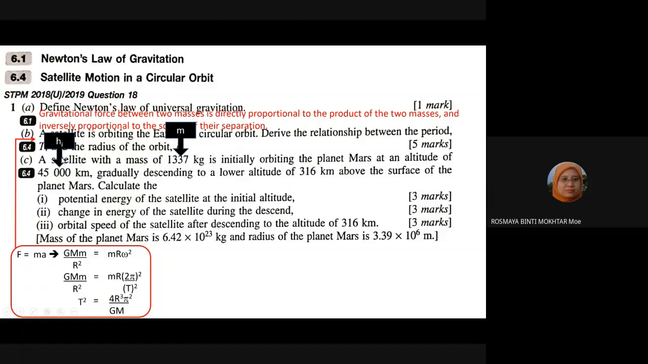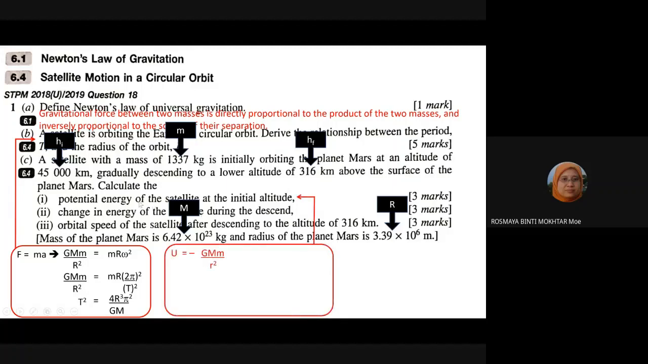So you are given the initial height, measured from the surface. Remember, it's altitude, then descending to a lower altitude. So this will be the final height. And below, the question gives the radius of the planet, 3.39 times 10 to the power 6 meter. To measure the distance from the center of the planet, the h there must be plus r. And then the mass of the planet is 6.42 times 10 to the power 23 kilogram.